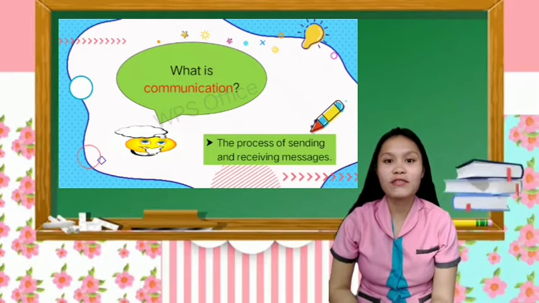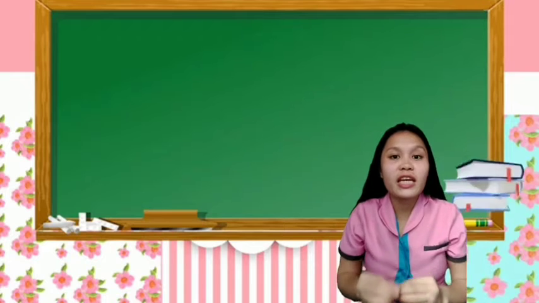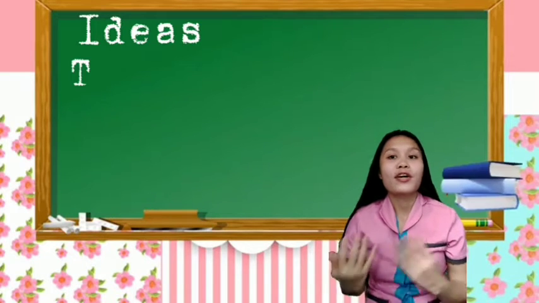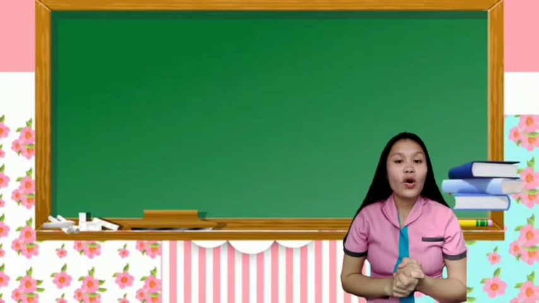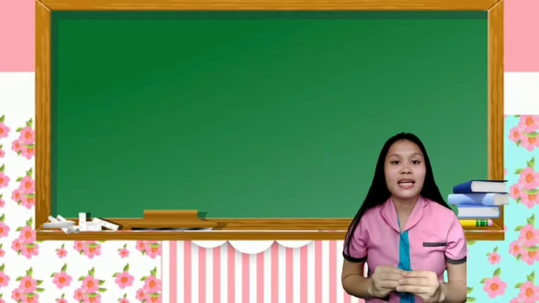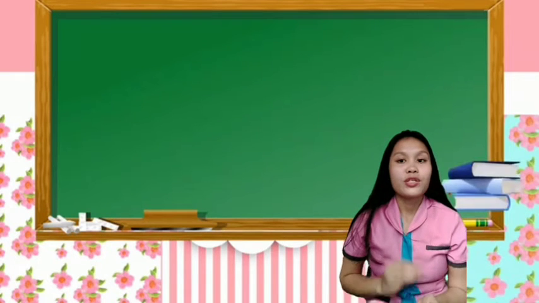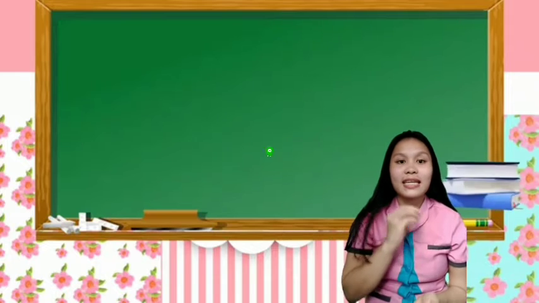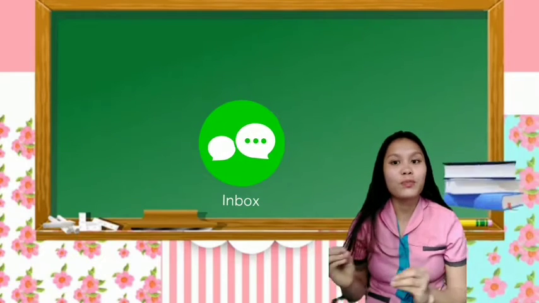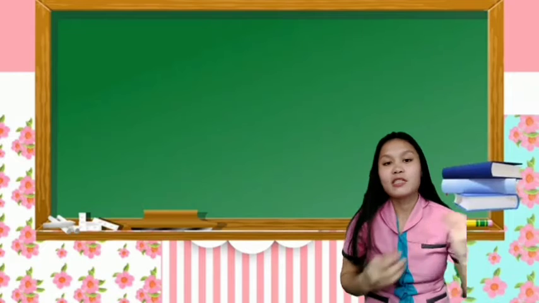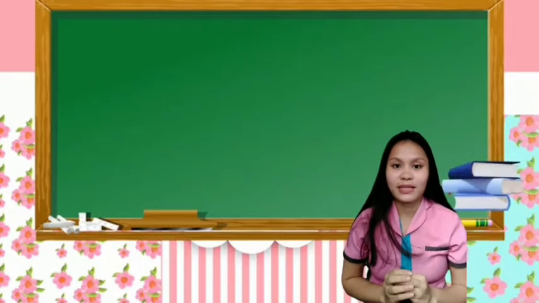Communication is the process of sending and receiving messages. It's the process of exchanging information, ideas, thoughts, feelings, and emotions through speech, writing, or behavior. In the communication process, a sender, which is the encoder, encodes a message and then, using a medium or channel, sends it to the receiver, who is the decoder, who decodes the message. After processing the information, the receiver sends back what we call a feedback or reply using a medium or channel.